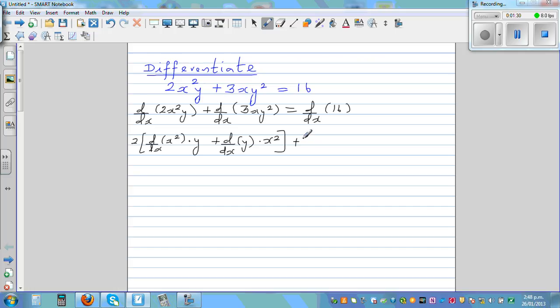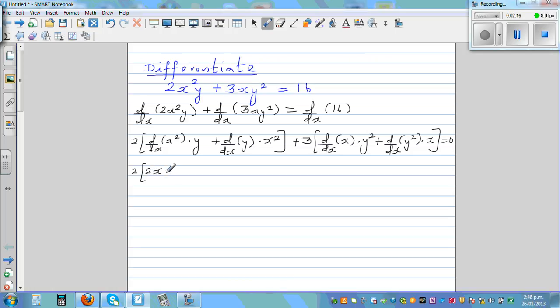3 is a constant, I can stick the 3 out. So this is d by dx of x times y squared plus d by dx of y squared times x is equal to 0. So the same principle here, product rule: differentiating the first, keeping the second as it is, differentiating the second, keeping the first as it is. The same thing here, d by dx of x times y squared plus d by dx of y squared times x.